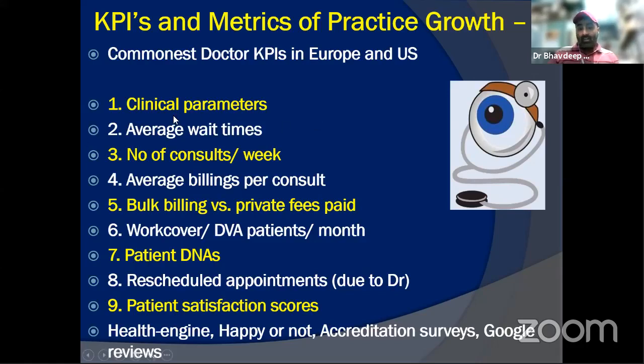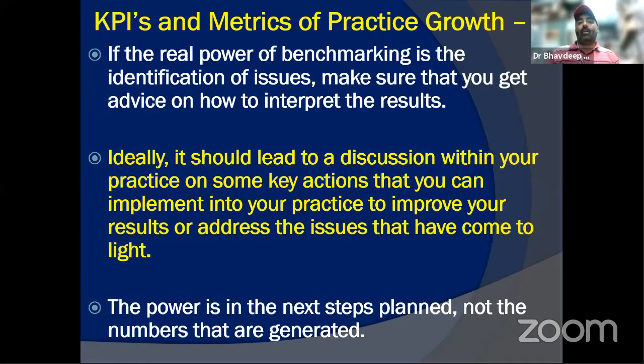The clinic parameters: average wait time, number of consults per week, average billings, bulk billing versus private pay, work covered, patient DNAs, rescheduled patients, and all those things, which are again very less used in our country. But again, to give you an idea, if you can get those things from there. So if the real power of benchmarking is the identification, then it is sure that you need to get expert advice as well if you're faltering somewhere.